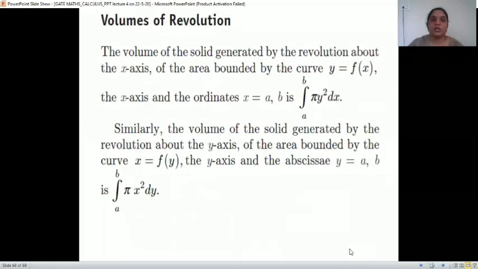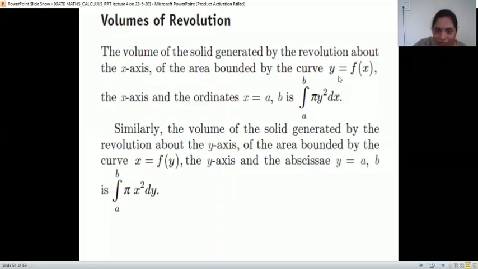Remember. Next is volume of revolution. Very important. Many questions are asked on volume of revolutions. The volume of the solid generated by the revolution about the x-axis of the area bounded by the curve y is f of x, the x-axis and the ordinates x is equal to a and b is, okay, forget about.